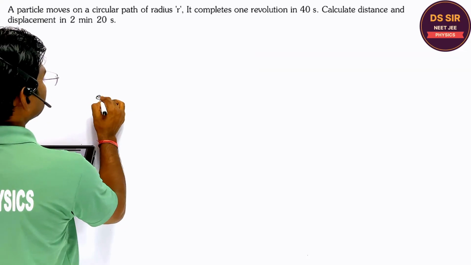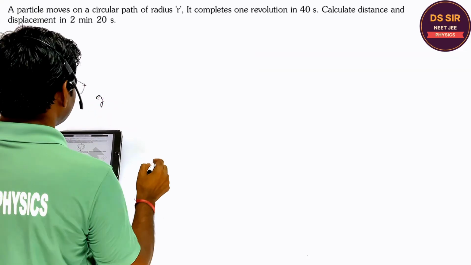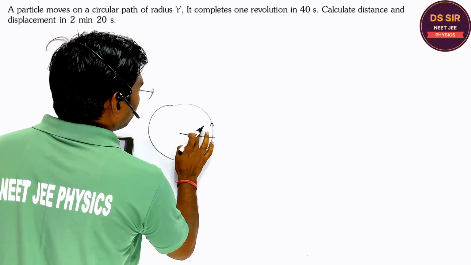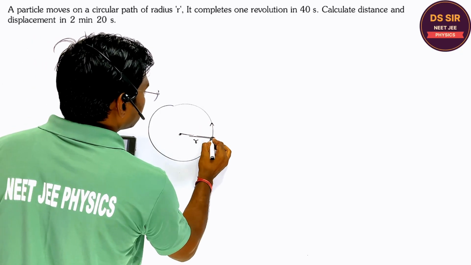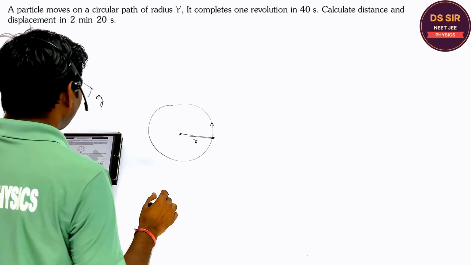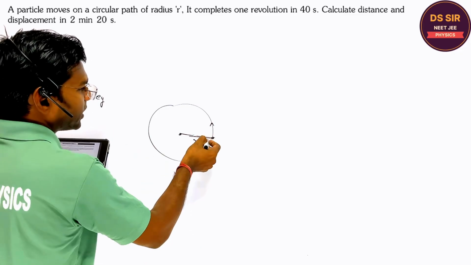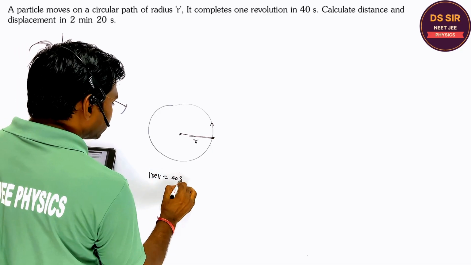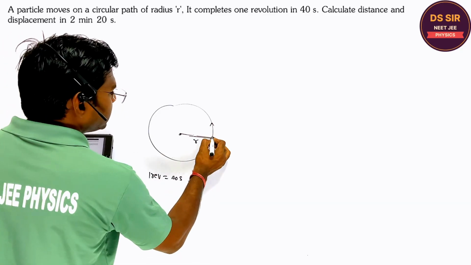Read this question. In this question, a particle moves on a circular path of radius r. It is moving like this, and completes one revolution in 40 seconds. It means one revolution in 40 seconds. Calculate the distance and the displacement.